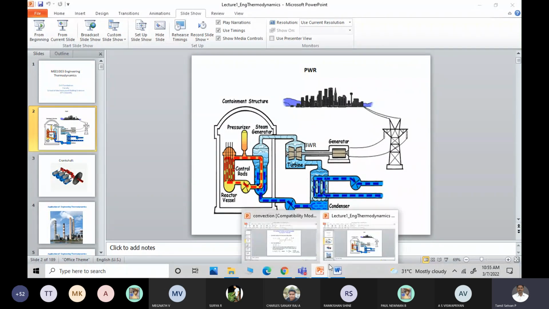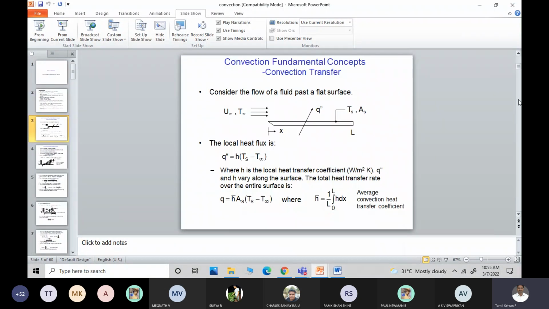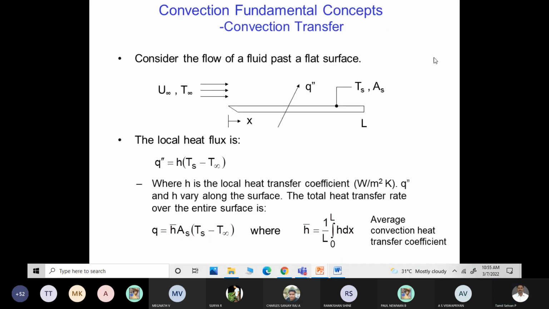Whenever we talk about the heat transfer in case of nuclear reactors, especially in case of power plants and nuclear reactors, the heat transfer is very much important. I don't want to go further into it. Okay, let's stop with that.